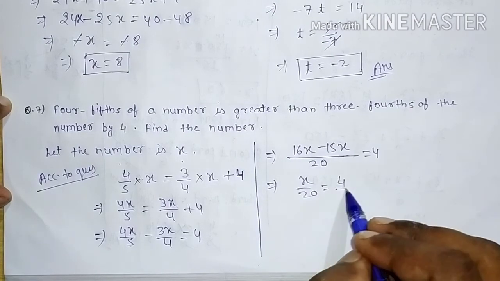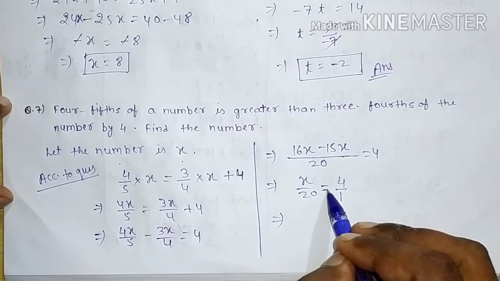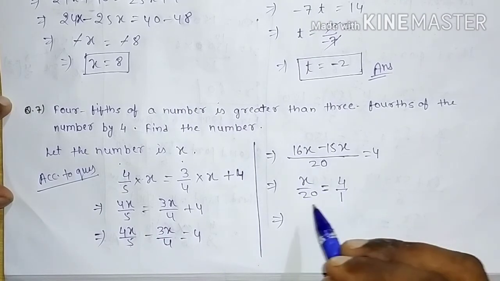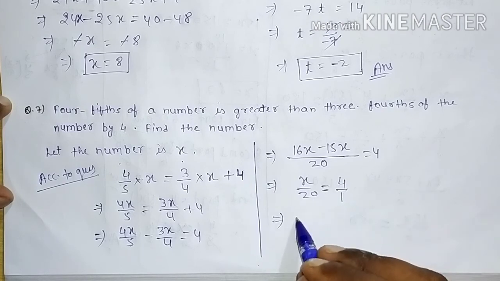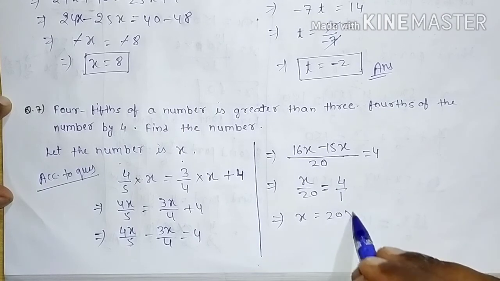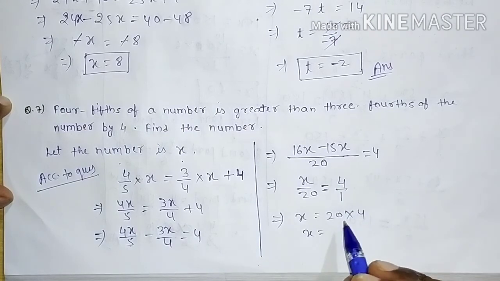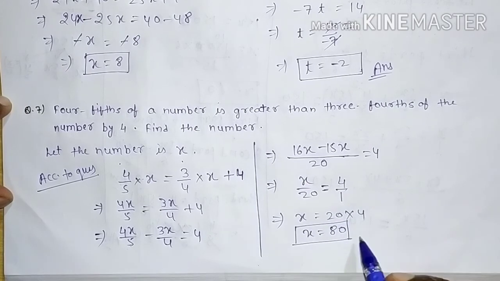We can write 4 upon 1. So this equal sign is present in between the LHS part and RHS part. So just do cross multiplication. So x into 1, that is x, equals 20 into 4. That means x equals 20 into 4, that is 80. So the value of x is 80, and this is the answer.